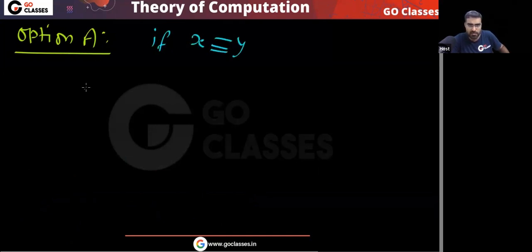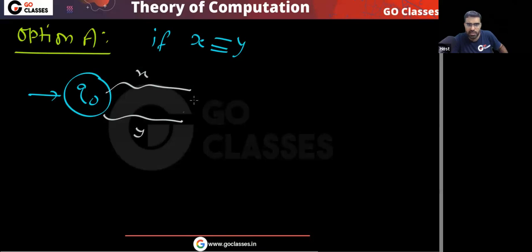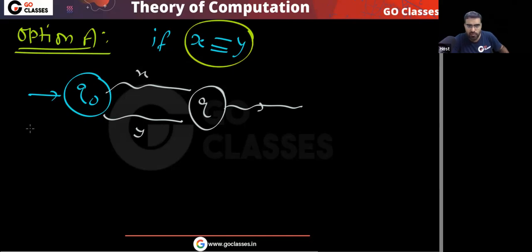Please understand the difference between option A and option B. Option A is saying that if on X comma Y you are going to the same state, then further also you will go to the same state. Agree or not? Let's assume this is you and this is your friend, and you meet in Delhi.